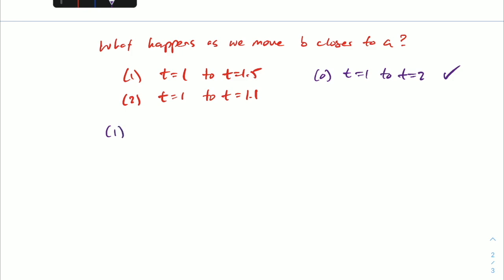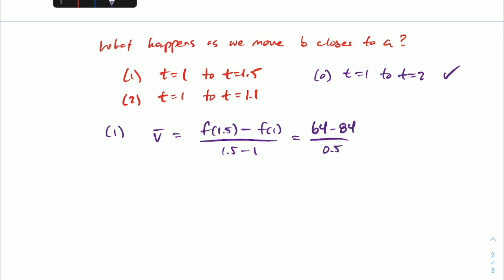Okay, so first let's compute the average velocity from t equals 1 to t equals 1.5. So the top will be f of 1.5 minus f of 1, and the bottom will be 1.5 minus 1. If we put 1.5 into the function, we'll get 64. If we put 1 into the function, that's still 84. The denominator is 0.5. If we take that difference, we'll get negative 20 over 0.5, which is negative 40, and again, the units are feet per second.